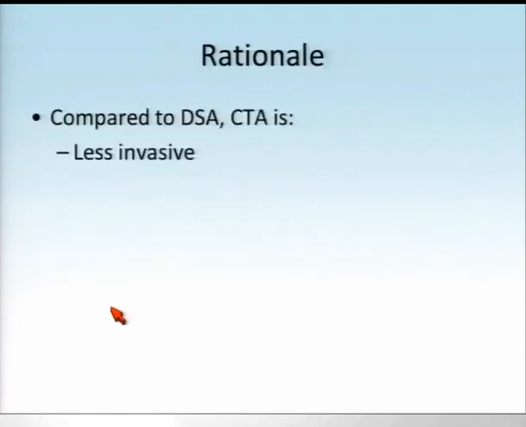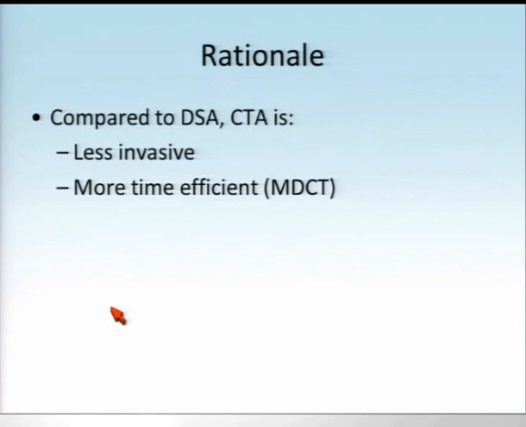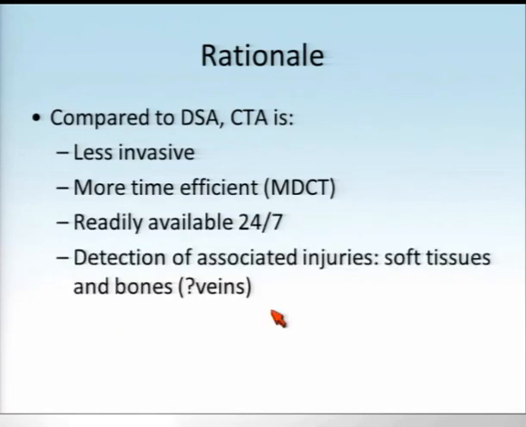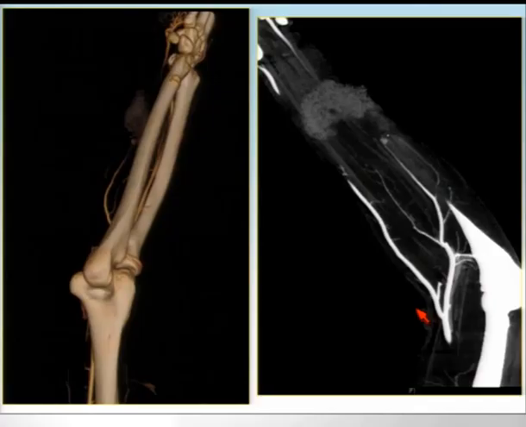Compared to DSA, CTA is obviously less invasive, it's more time efficient, it's readily available, and we can detect some associated injuries within these extremities that may be clinically relevant and have some implications for management. Soft tissue injuries, bony injuries, maybe venous injuries. I'll show you an example of that momentarily. Some examples of extremity CT angiograms.